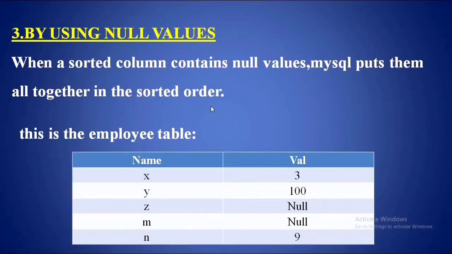Next, using null values. When a sorted column contains null values, MySQL puts them all together in the sorted order. Okay, this is the employee table. First create the employee table. In the employee table, the fields are name and value. Names are XYZ, MN and values are 300, null, 9. This is the employee table.